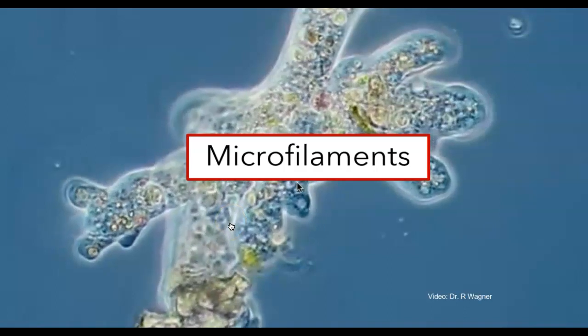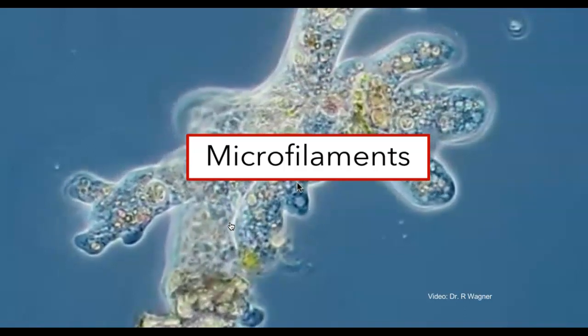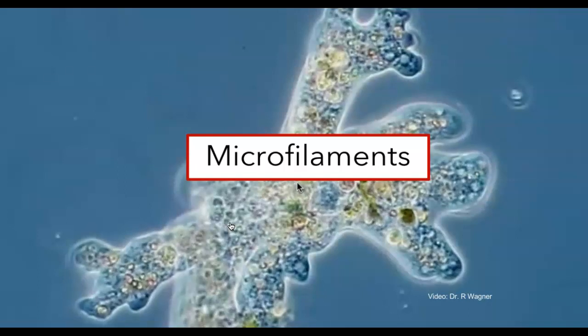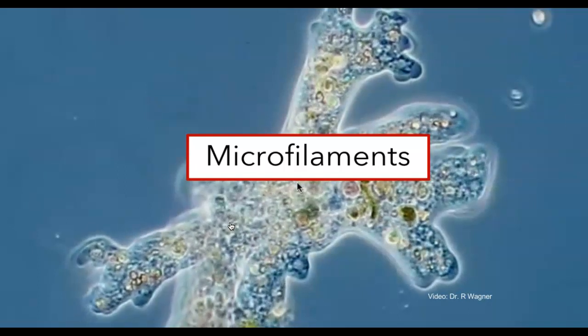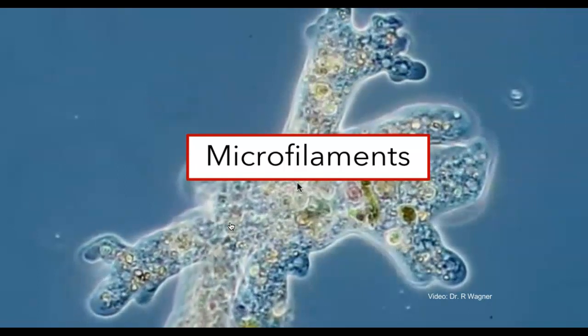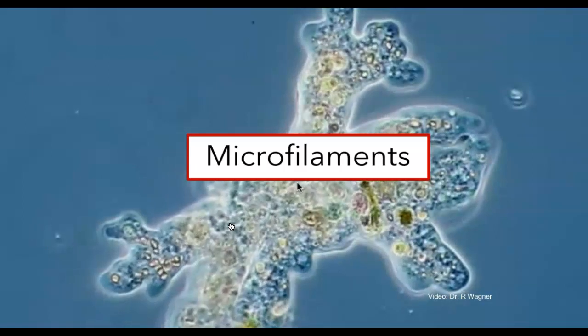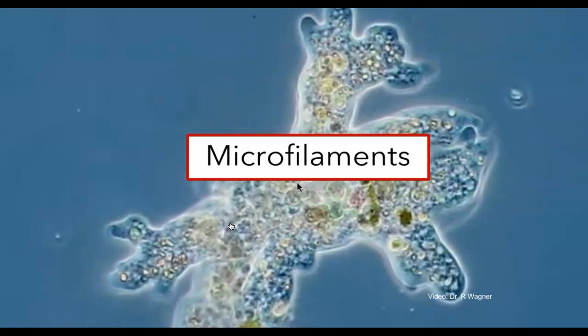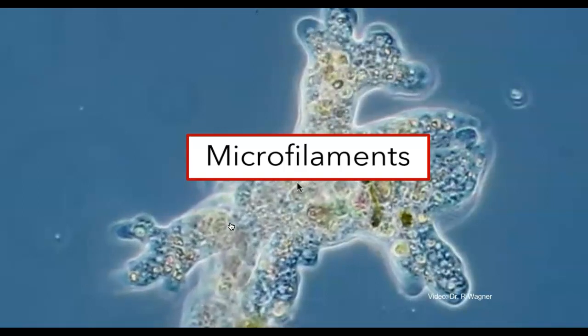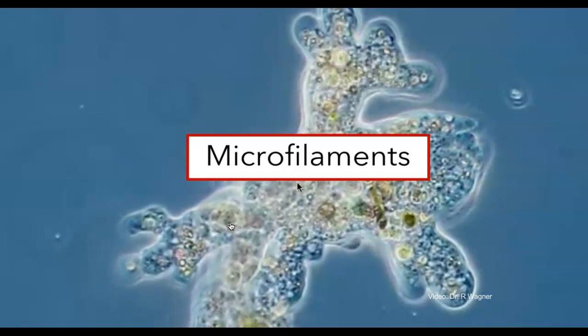The focus of this video is microfilaments. Here we're watching the crawling movements of an amoeba as it hunts for food. Notice how the cytoplasm is rearranging itself, pulling the cell forward in some regions and retracting the trailing edge in other regions. These cytoplasmic rearrangements are made possible by microfilaments.